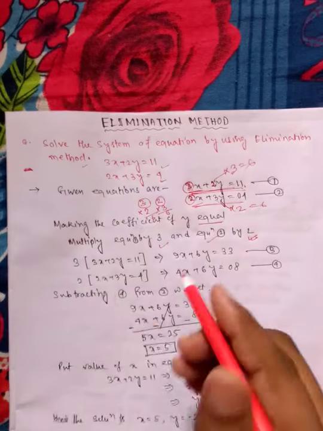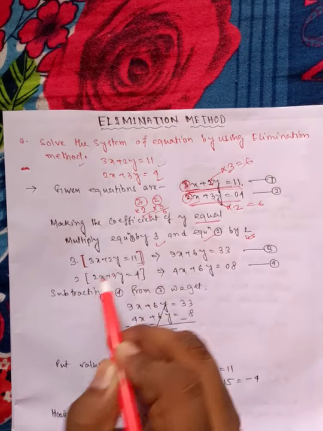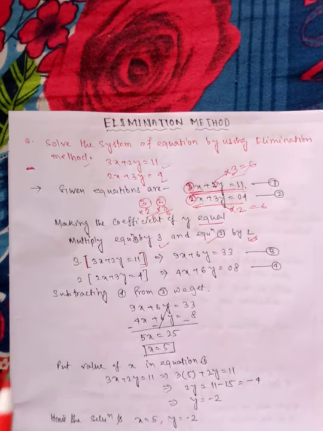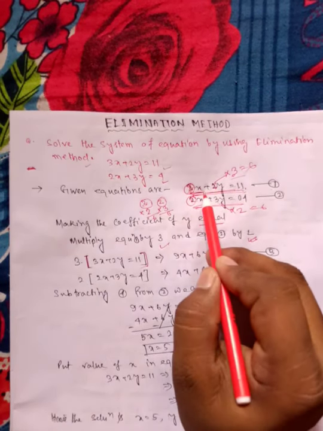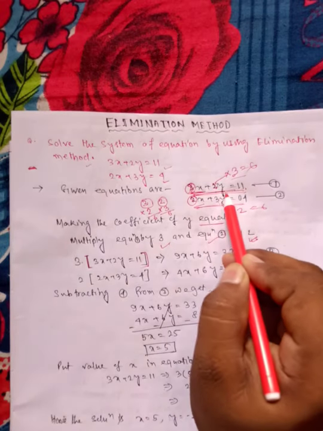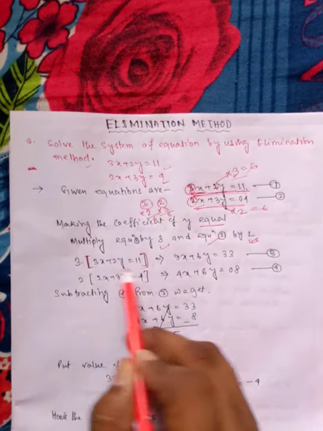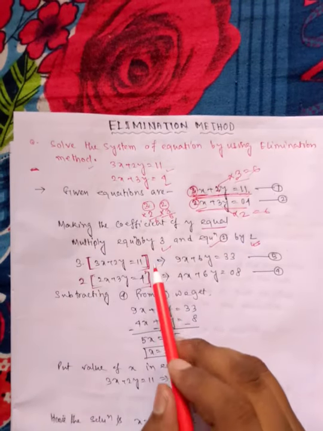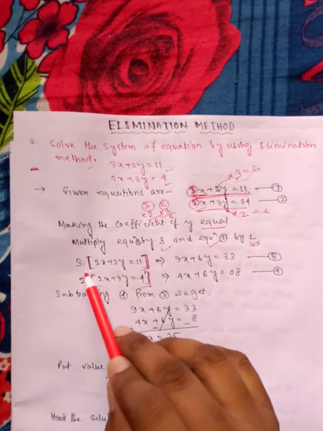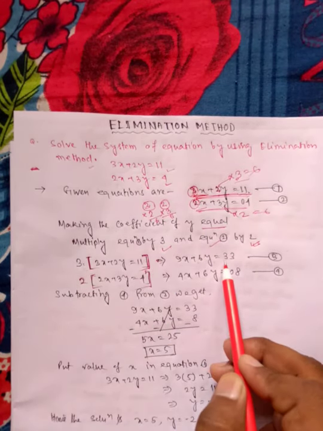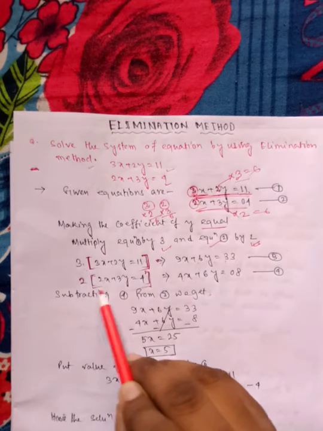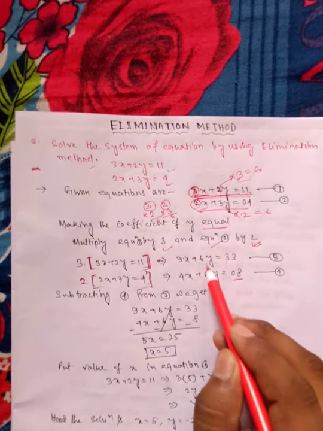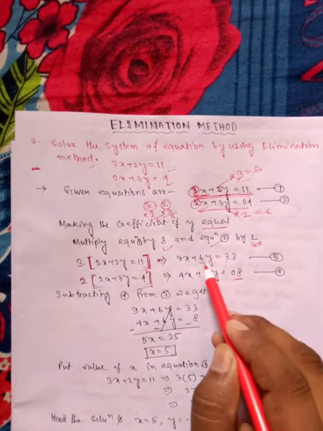Whenever you want to multiply by some number, you have to multiply throughout the equation. That means you multiply with the coefficient of x, the coefficient of y, and also the constant term. So 3 into the total first equation, and the second equation we multiply by 2. 3 into 3 is 9x, 3 into 2 is 6y, 3 into 11 is 33. 2 into 2x means 4x, 2 into 3y means 6y, and 2 into 4 means 8. Now you can see the coefficient of y is equal, 6 and 6.